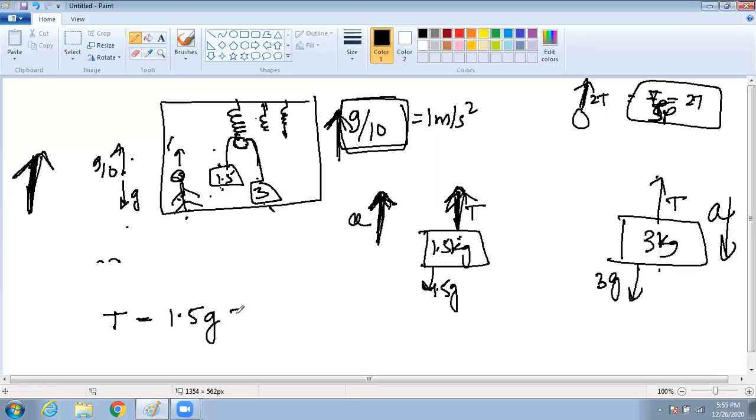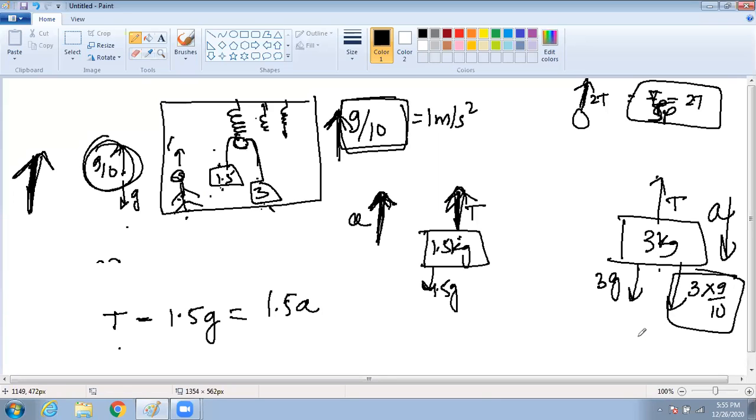So T minus 1.5g is equal to how much? 1.5a, correct? And for this one, there will be another pseudo force. So it will be 3 into how much? 3g by 10. Okay? Yes or no?